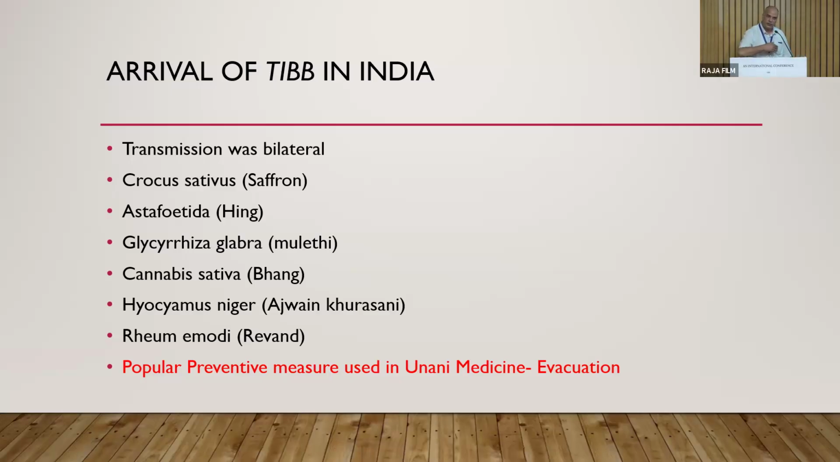So this came into the Ayurveda, and today the Panchkarma technique, which is used in Ayurveda, a very popular technique, 4 of its components are from the Unani system of medicine.